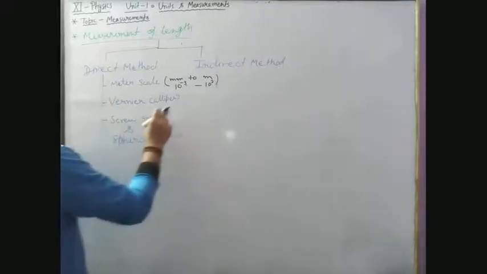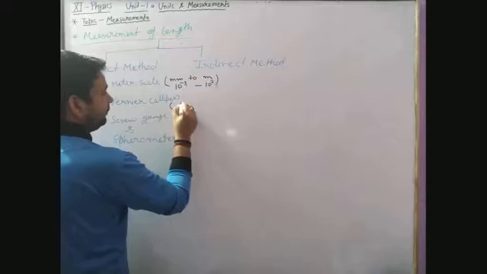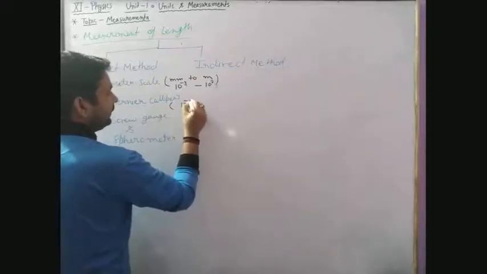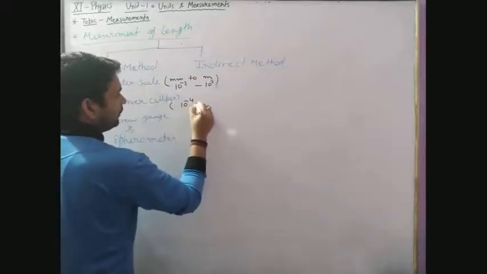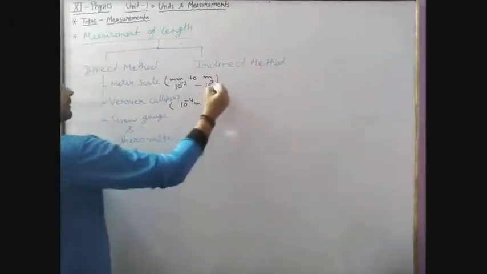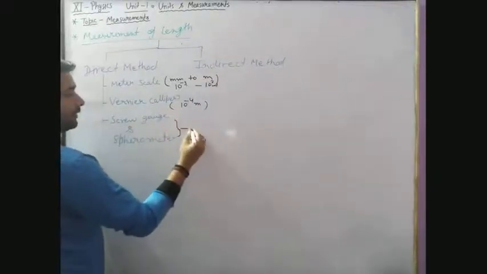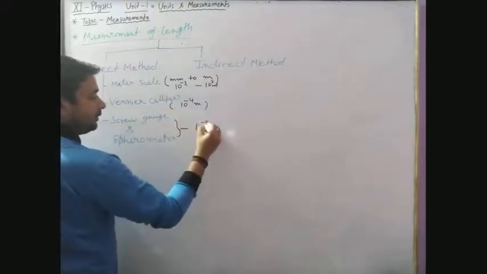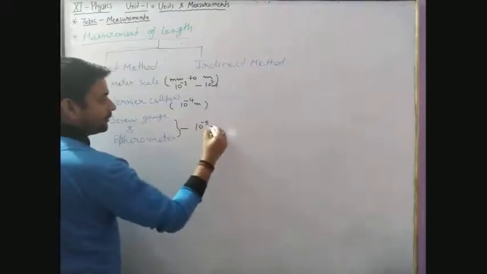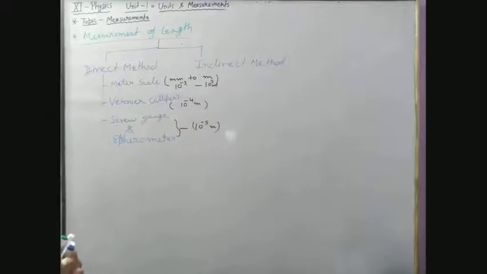Next, with a vernier caliper, you can measure a minimum distance of 10 to the power minus 4 meter. Okay, and with the screw gauge, you can measure small distances up to 10 to the power minus 5 meter. This is the range of the different instruments which you use.